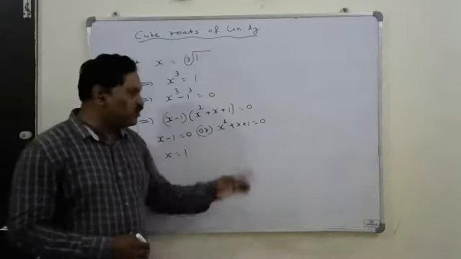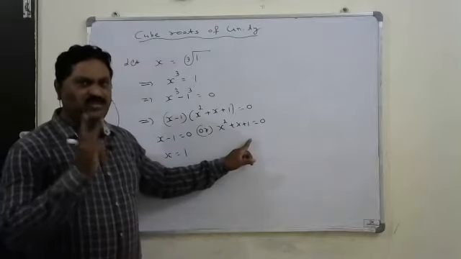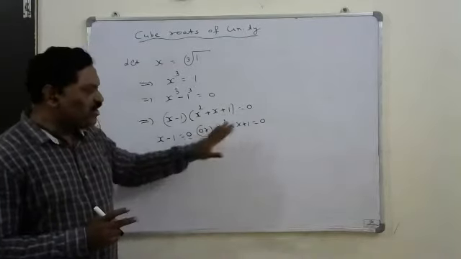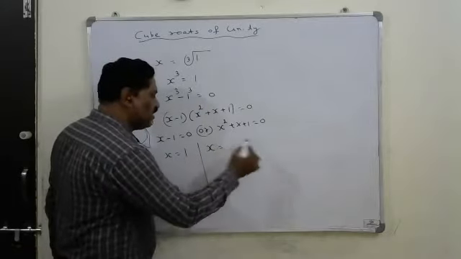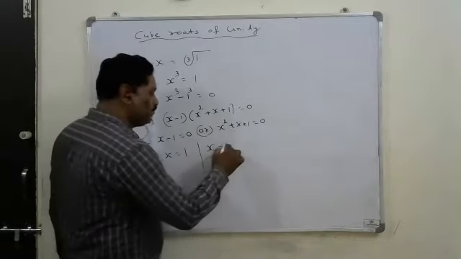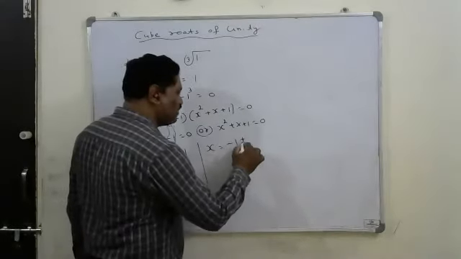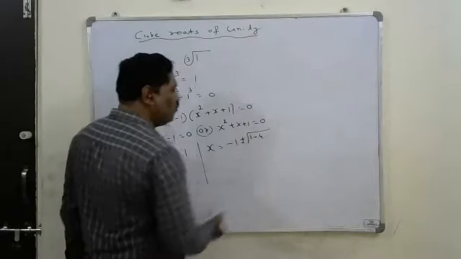The remaining two roots are available here. This is the quadratic equation, so we will have two roots for that. Since we are not getting the factors here, we will use the formula of minus b plus or minus under root b square minus 4ac upon 2a. So minus b means 1 plus or minus root over b square means 1 minus 4ac.